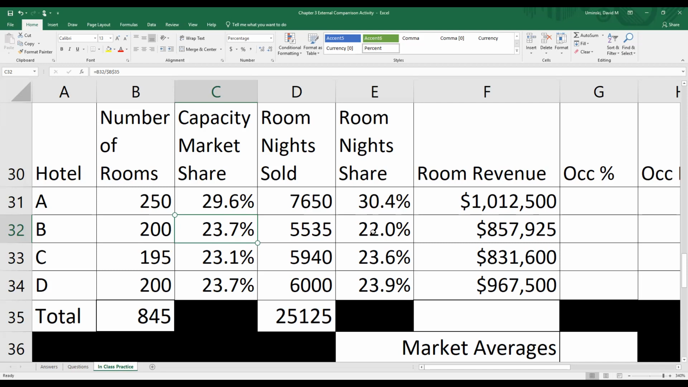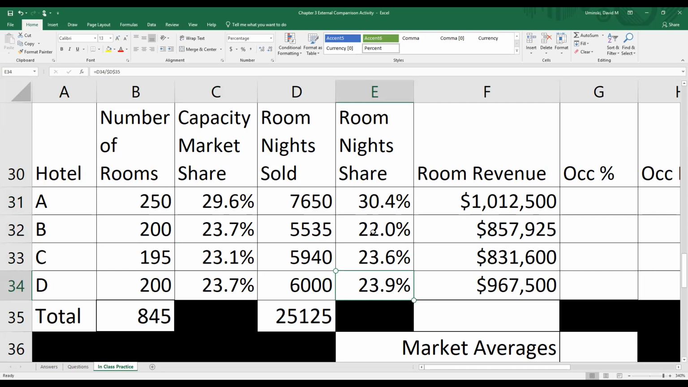So let's look at this. Hotel A, the difference is, what is that? 0.8. So 0.8, 0.5, and 0.2. Yep. So Hotel A did the best. They captured the largest percentage of those 25,000 rooms. Now, that's just one piece of the puzzle.